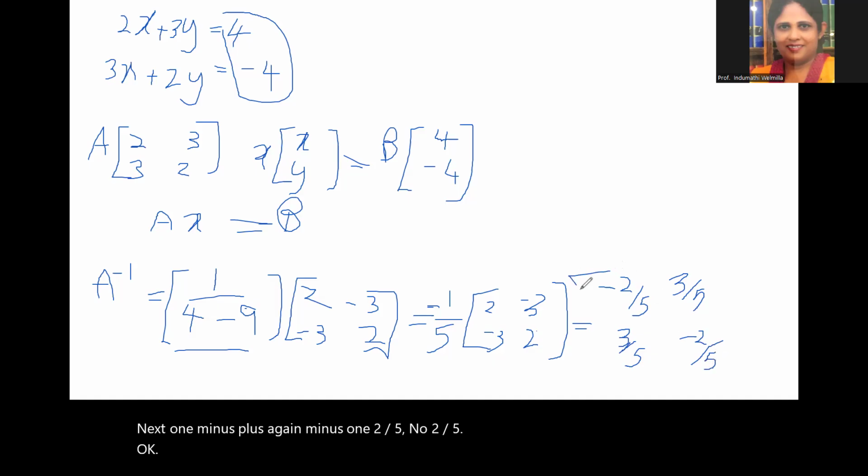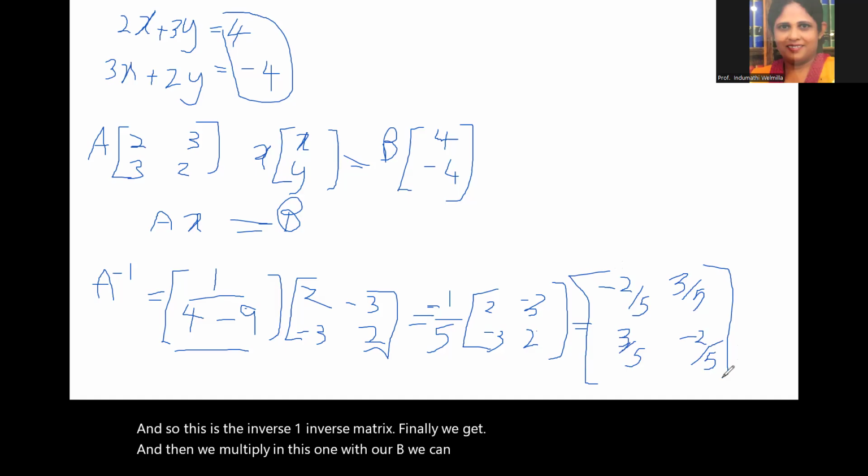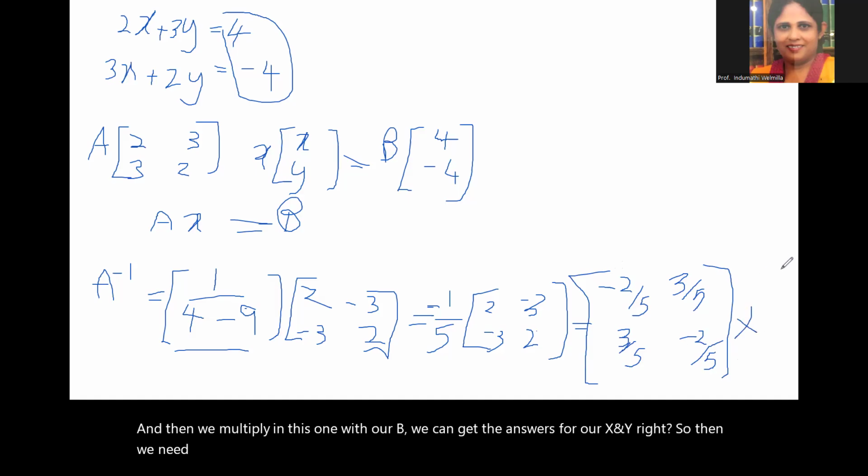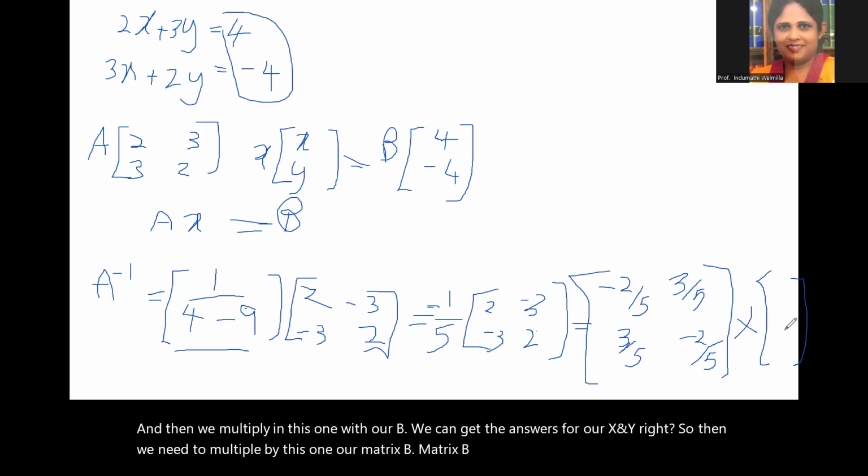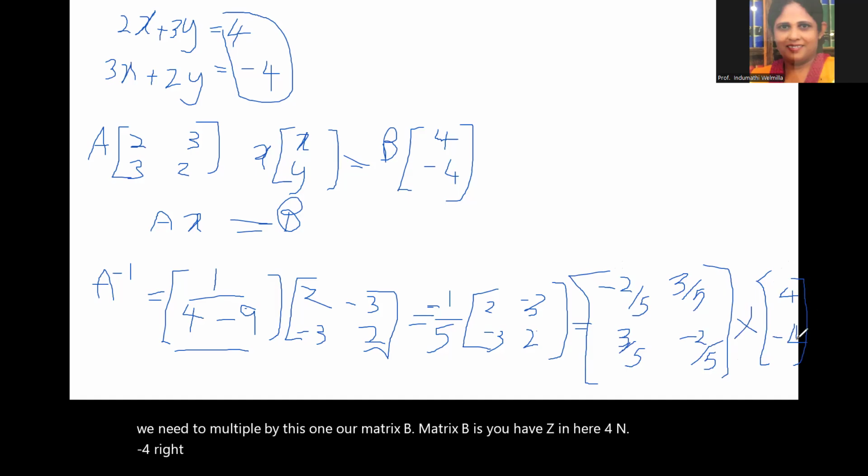So this is the inverse matrix we finally get. And then we multiply this one with our B, and we can get the answers for our X and Y, right? So we need to multiply by our matrix B. Matrix B is, as you have seen here, 4 and -4, right? Did you remember now? First we need to get the inverse of A and then multiply it by our B matrix.